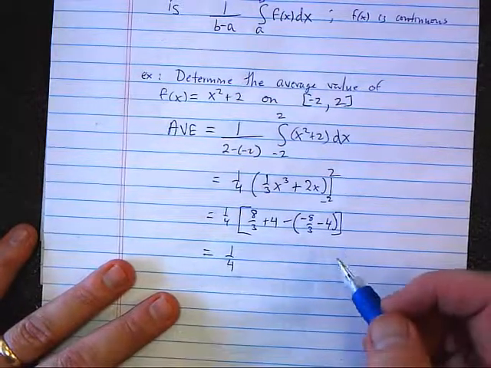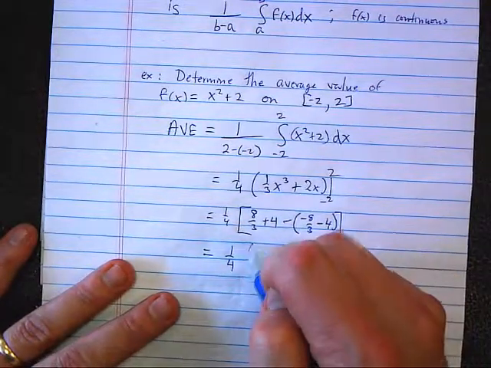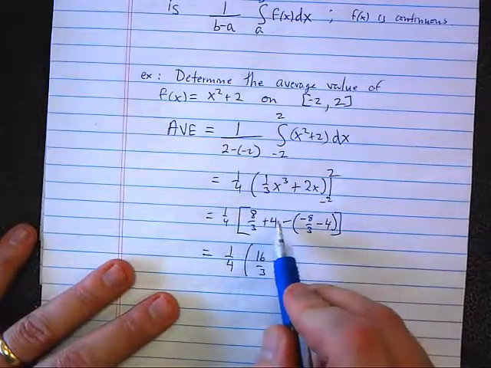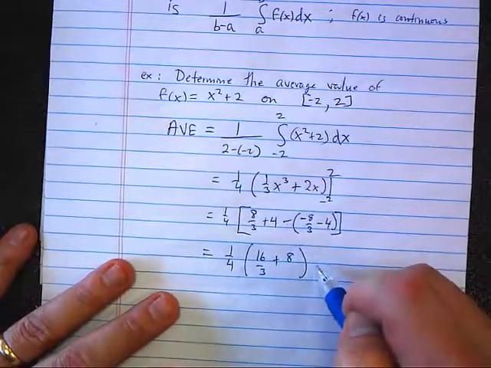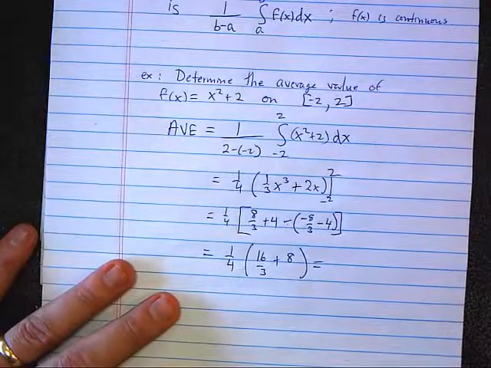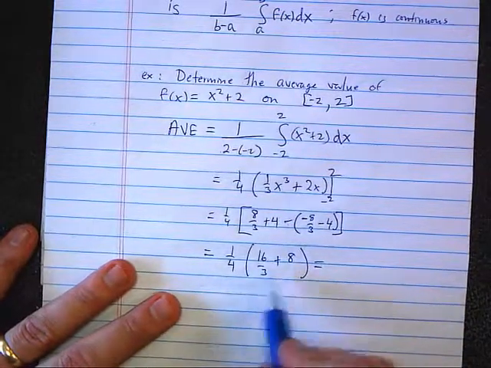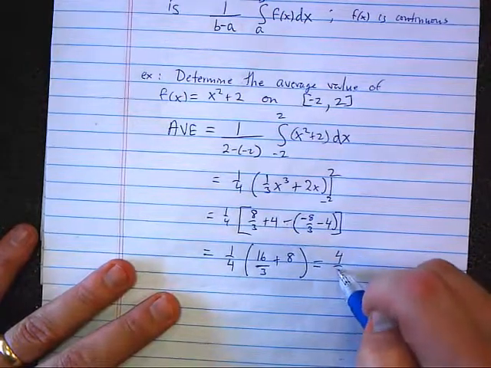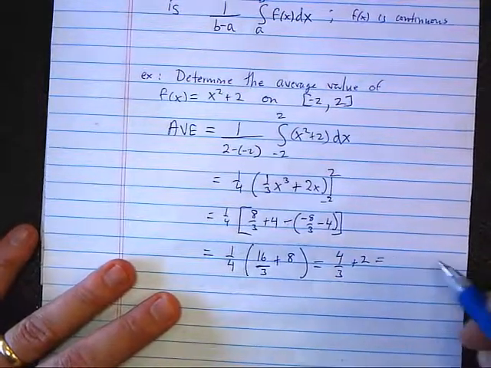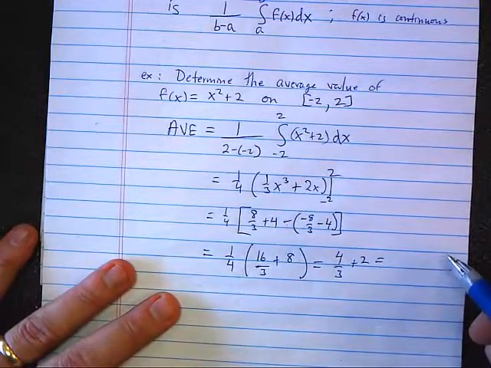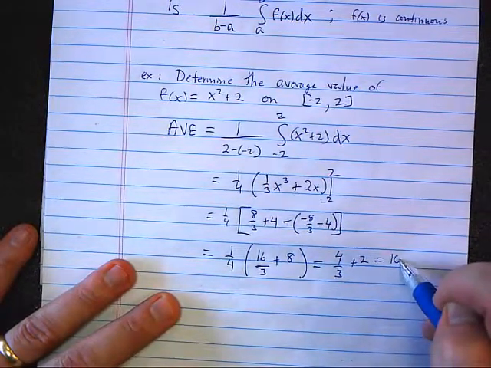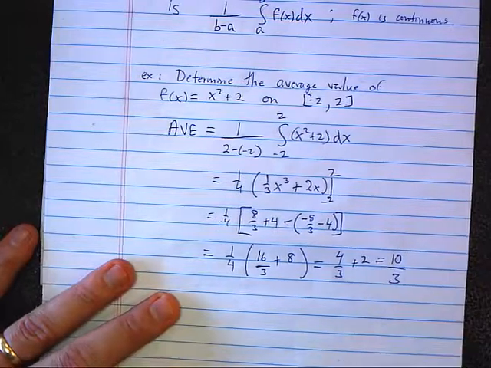How much? 16/3 plus 8. 4 minus negative 4 is 8. So I'm going to distribute the 1/4 through now. If I distribute the 1/4 through, that's 4/3 plus 2. So that's 10/3.